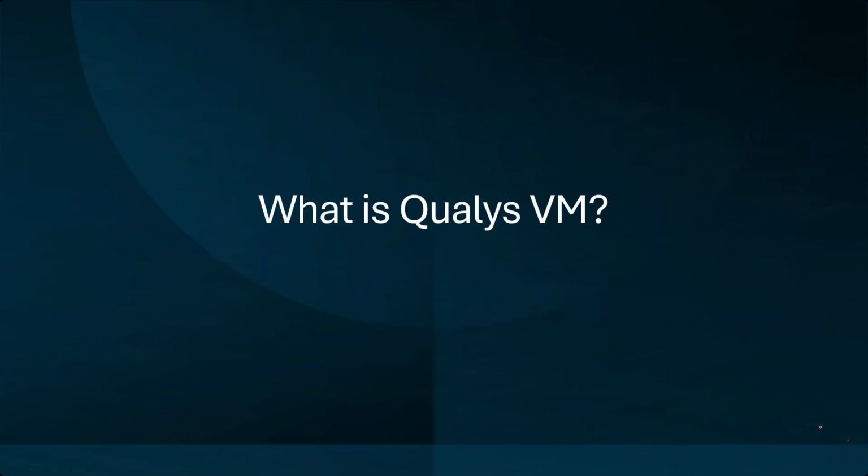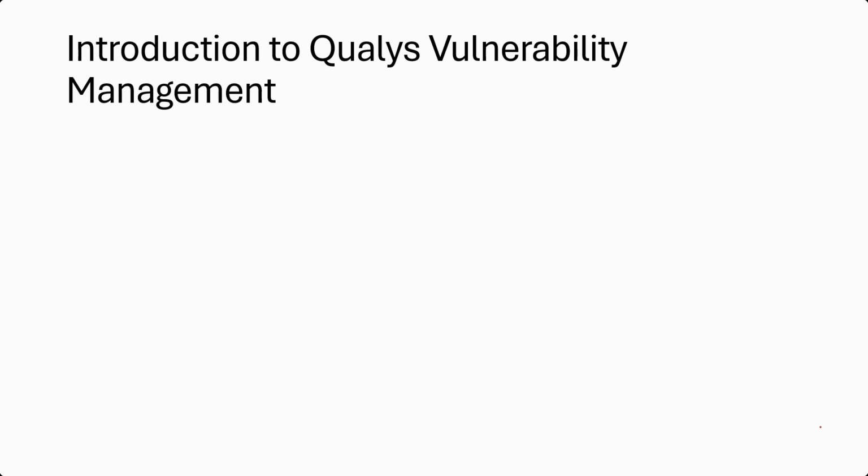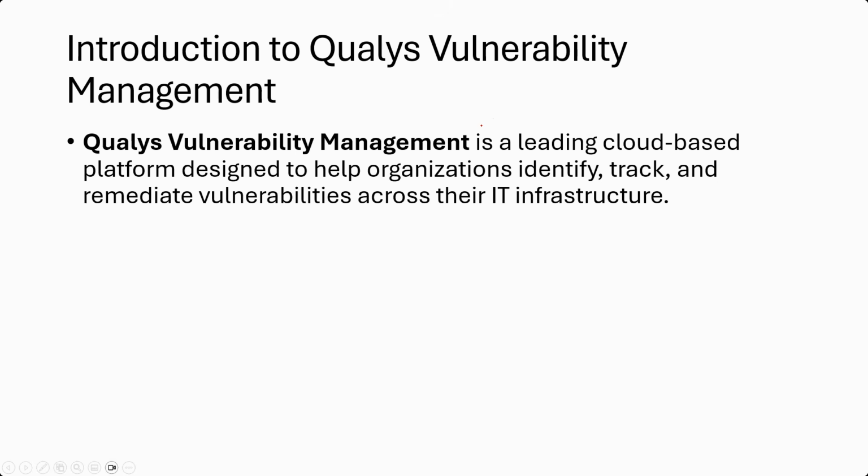All right, so now let's first learn what is Qualys VM. Now, Qualys VM is a very powerful tool. It's used for vulnerability management and used by almost all the multinational businesses globally. It is a very close competitor to Tenable, I would say. And Qualys vulnerability management, as I said, is a leading, powerful vulnerability management tool, and it is a cloud-based platform designed to help organizations to identify, track, and remediate the vulnerabilities across all their infrastructure. Maybe it's a network, web application, cloud, or maybe the endpoint.